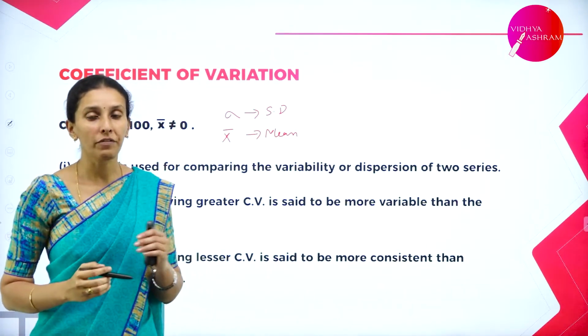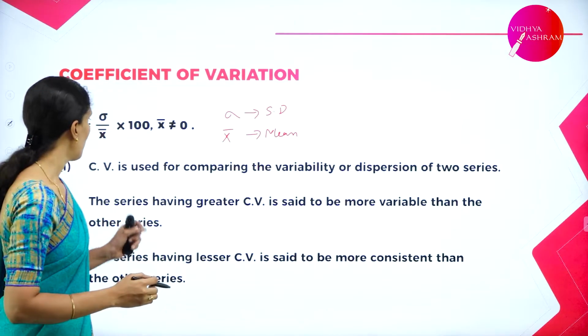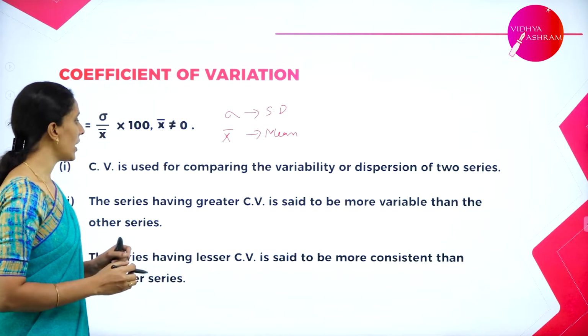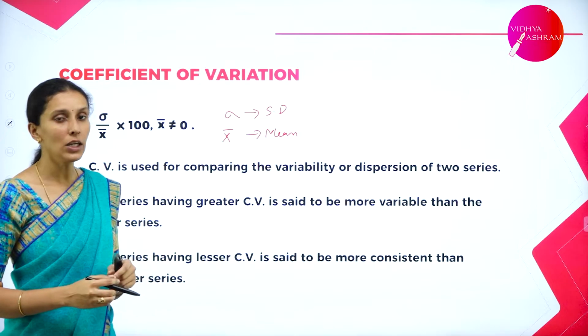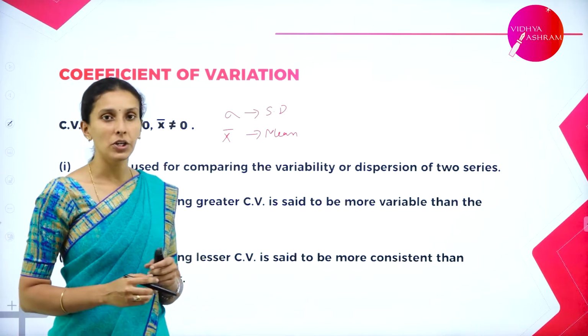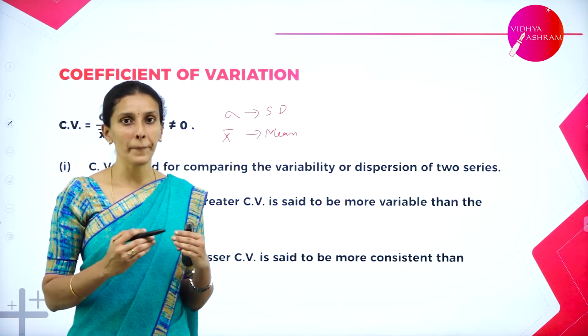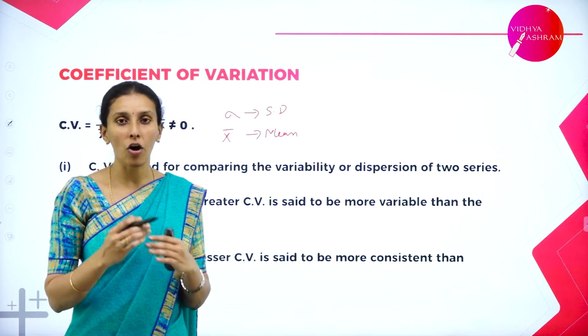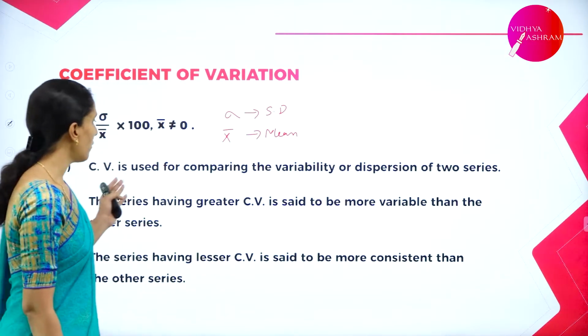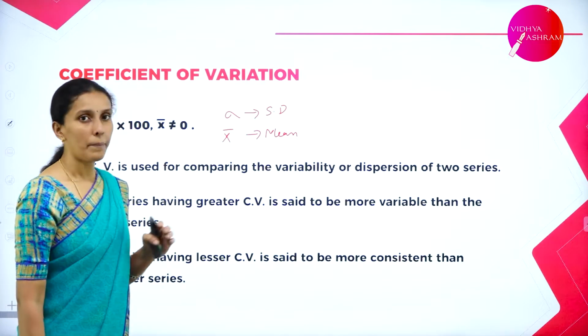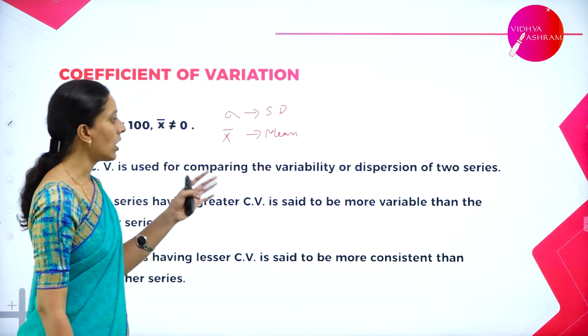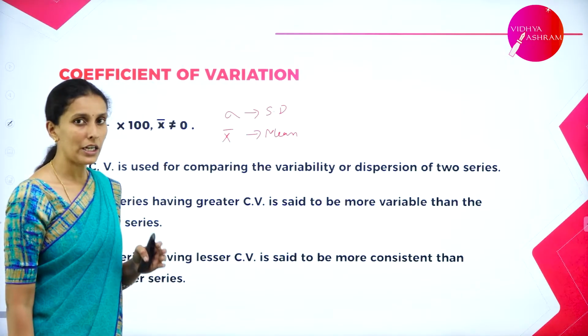Why is the coefficient of variation used? Because the coefficient of variation is used for comparing the variability or dispersion of two series. So when you are comparing any two sets of data, the coefficient is used to compare the consistency, dispersion or variability of the data.